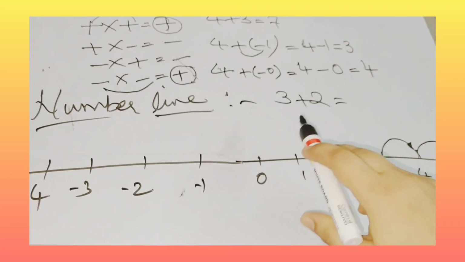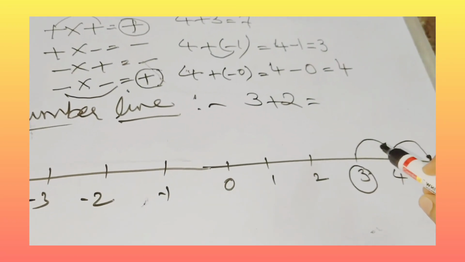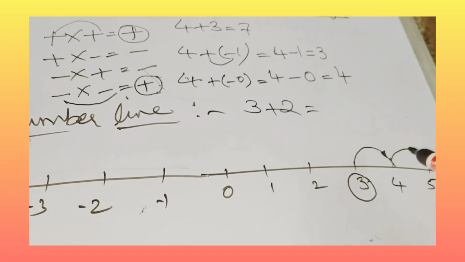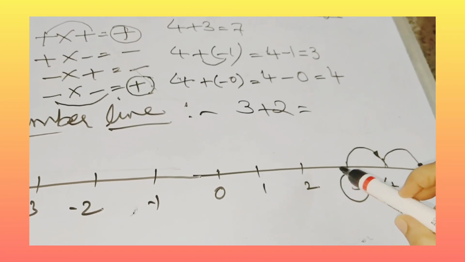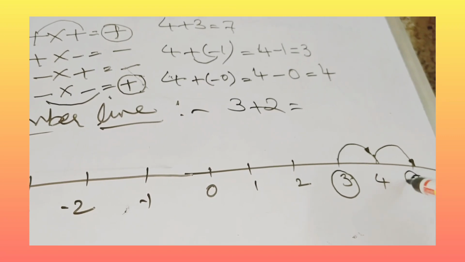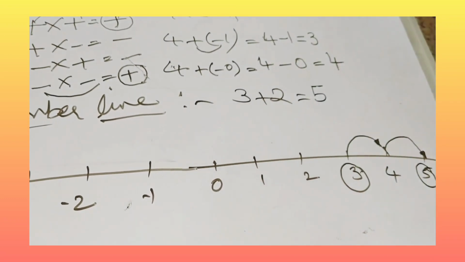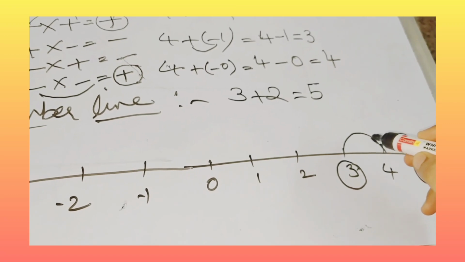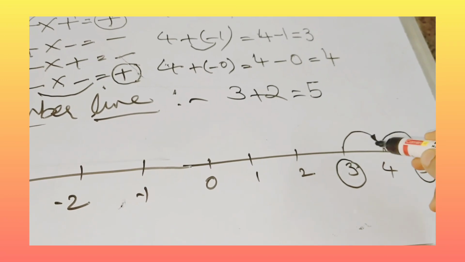Now 3 plus 2, what is 3 plus 2? It is 5, we know the answer. So what you have to do is move the curves on the right side. If addition is there, you have to move the curves on the right side. 3 plus 2 means 1, 2. The answer is 5. Since we are moving the curves on the right side, we have to show the arrows where we are moving.